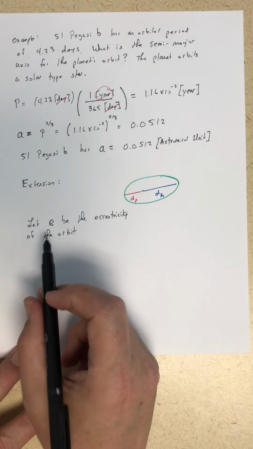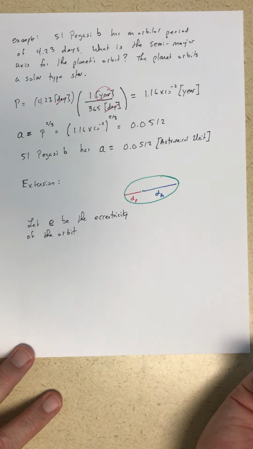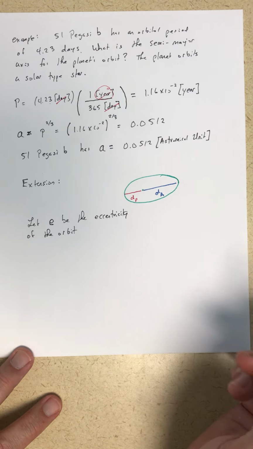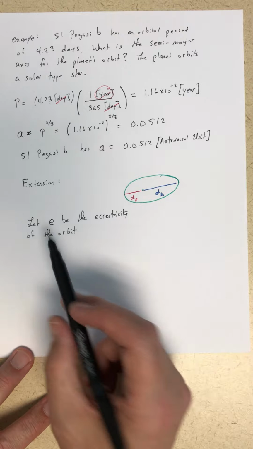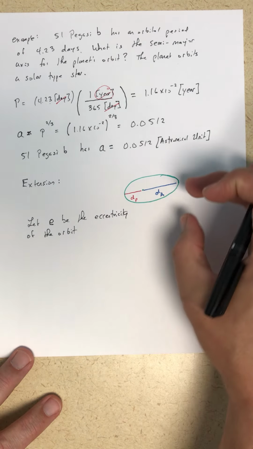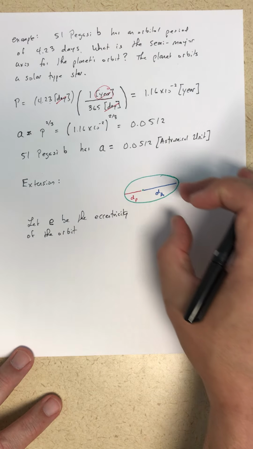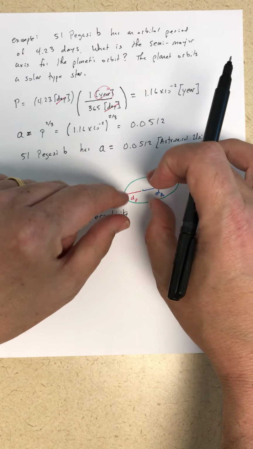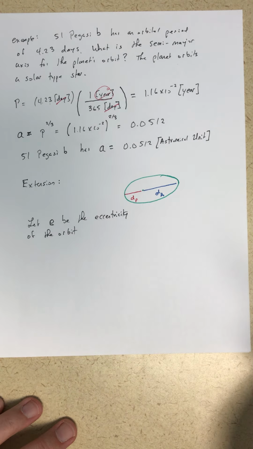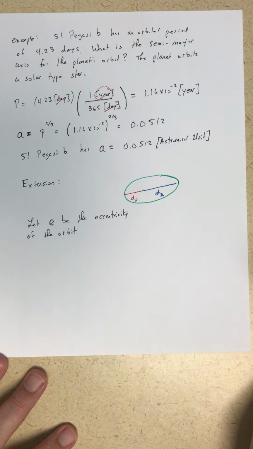And the eccentricity e is going to vary between 0 and 1. A circular orbit has no eccentricity, so it's a value of little e of 0, and then an elliptical orbit that has basically shrunk to be like a line, the most eccentric orbit possible, will have an eccentricity of 1.